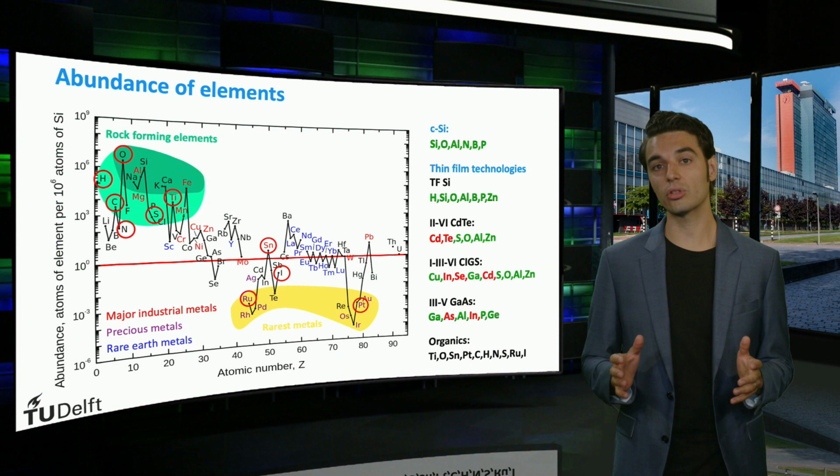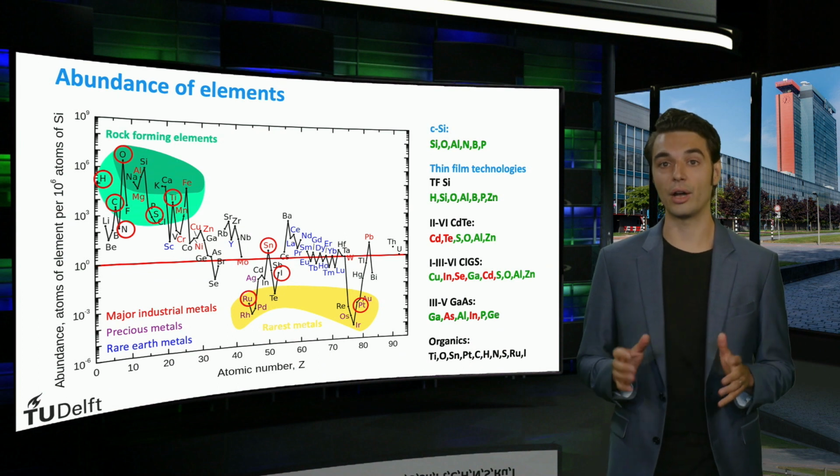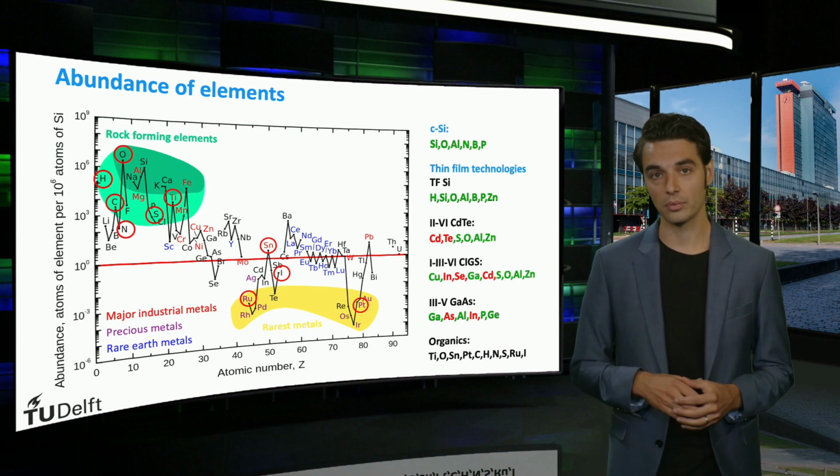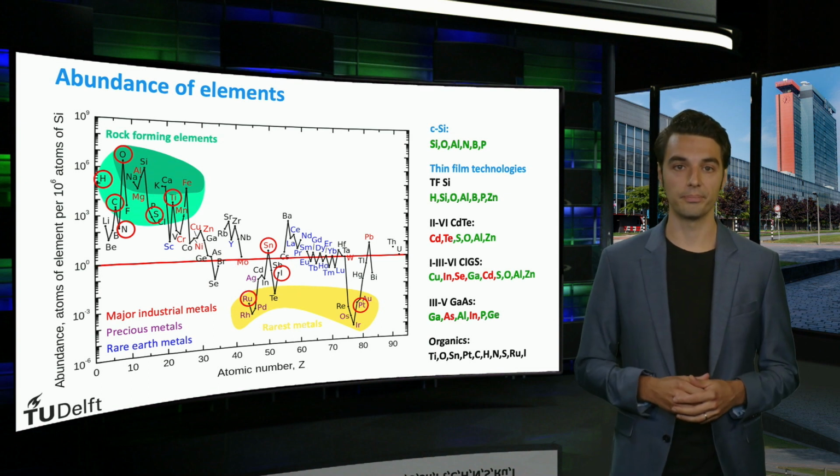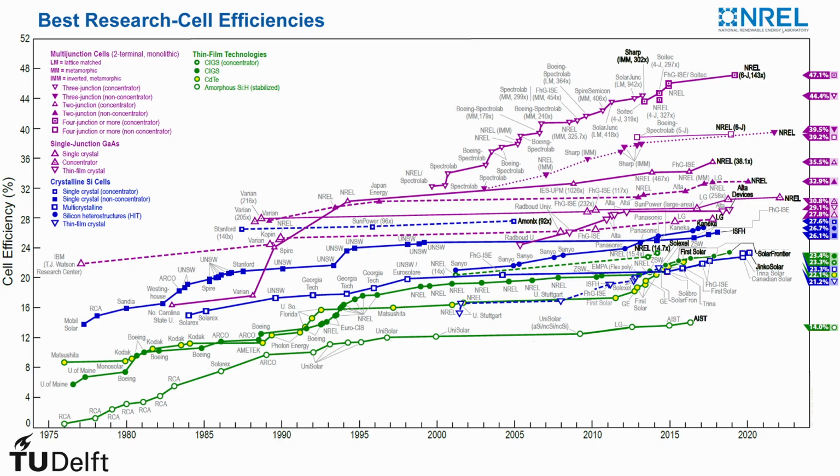Some of these materials like platinum, ruthenium and iodine are very rare. This constraint limits the industrial application of organic PV. Let's look at the record cell efficiencies again. We can see that, apart from dye-sensitized solar cells, the organic PV research has only been going on for the last decade and a half.